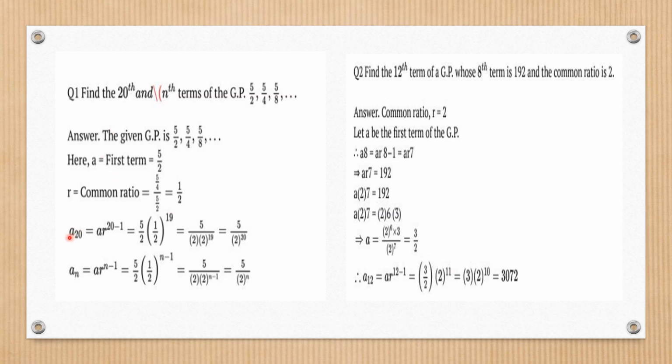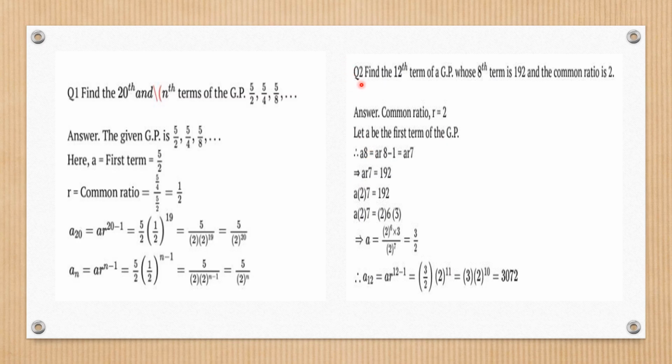So the formula for A20 is AR raised to power 20 minus 1, that is 19. So 5 by 2 into 1 by 2 raised to power 19. So 5 is alone. Let us add up these powers as bases are the same. So 2 into 2 raised to power 19 will be 2 raised to power 20. Similarly for AR raised to power n minus 1, we simply replace A and n and get 5 upon 2 into 2 raised to power n minus 1, that is 5 by 2 raised to power n. Okay, so it's quite simple.